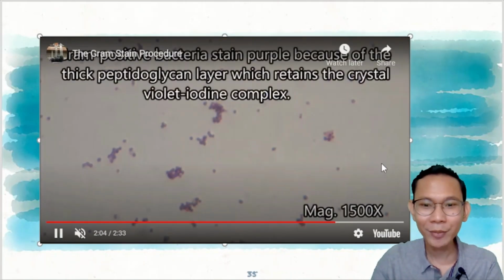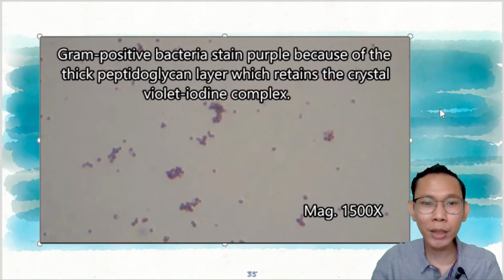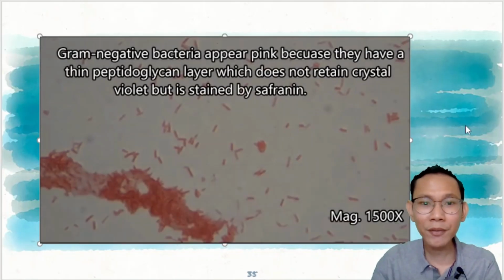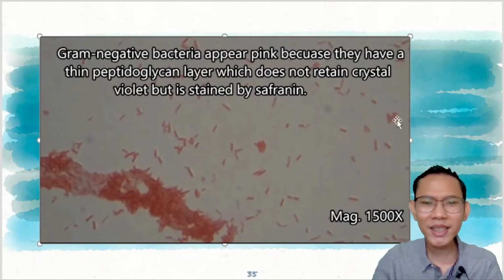Baka didikit siya. So, ito yung nakikita namin, violet because of the gram-positive bacteria, stain purple because of the thick peptidoglycan layer which retains the crystal violet iodine complex. So, ito yung sinasabi kong gram-positive. So, yung gram-negative bacteria appears pink because they have a thin peptidoglycan layer which does not retain your crystal violet but it is stained by your safranin. So this is the basic concept of your gram staining.